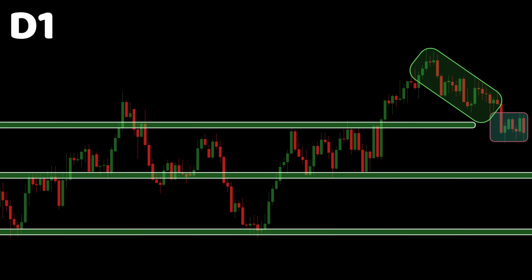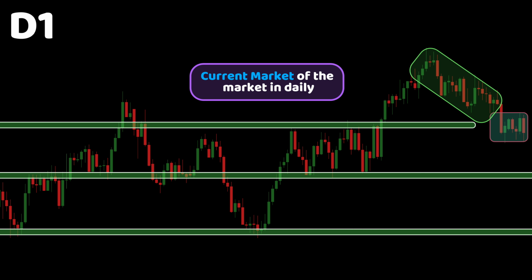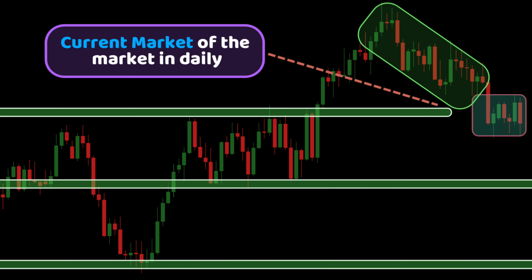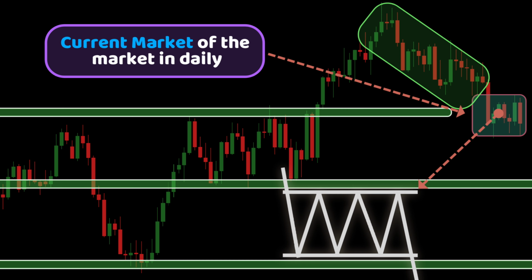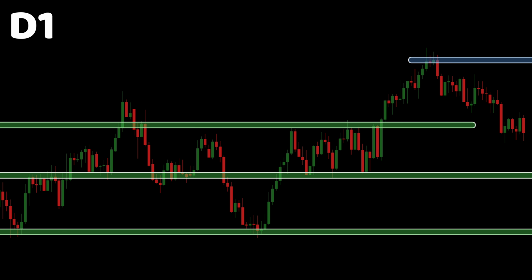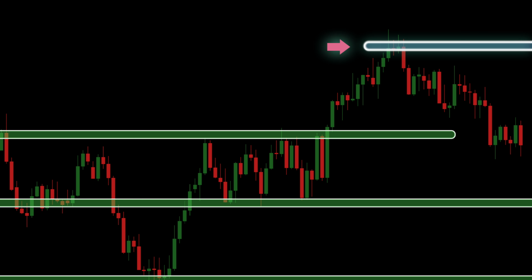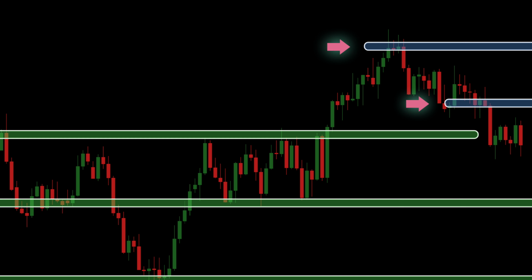Another important thing that we look for is the current market of the daily time frame, which is this last part of the chart, and the state of it is ranging, and also very important, it is in a weekly key level. And then we need to draw daily key levels, starting with this level here at the top and followed by this key level here.